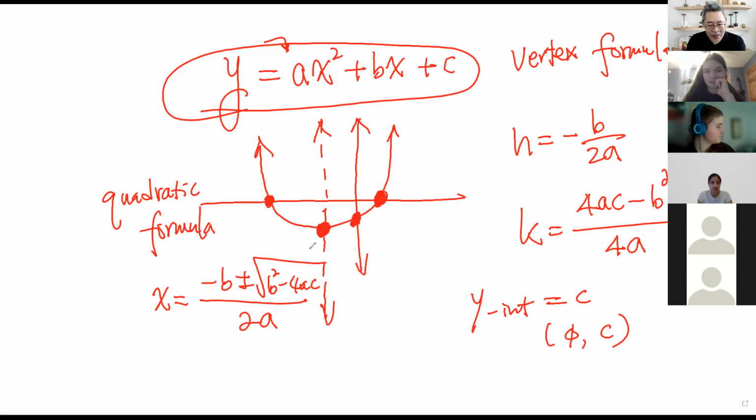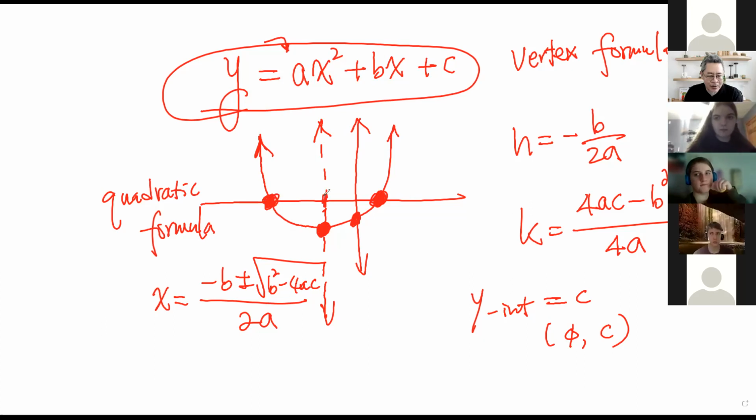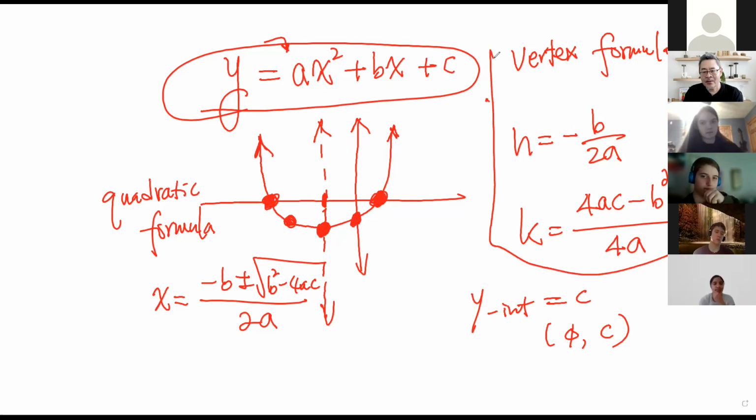In this case, because it's a nonlinear function, we need more than two points. The minimum we need is at least 5. So we know this, and you can see that this and this are symmetrical about the line. So all we need is to know this point, then the symmetrical point here. Then we'll be able to graph this line.